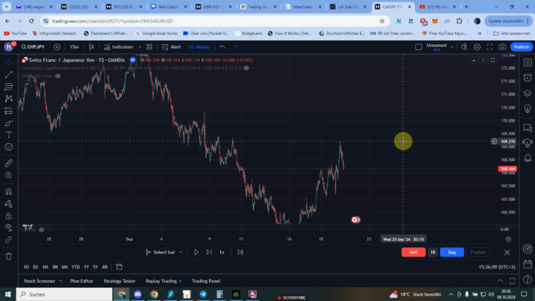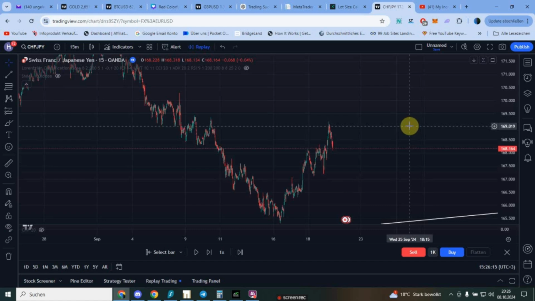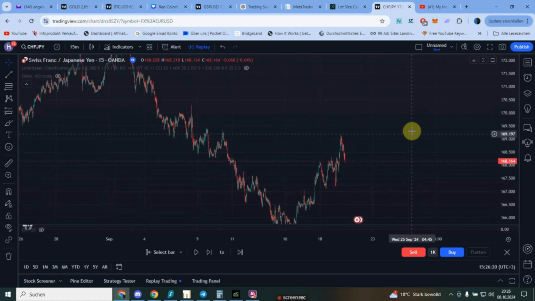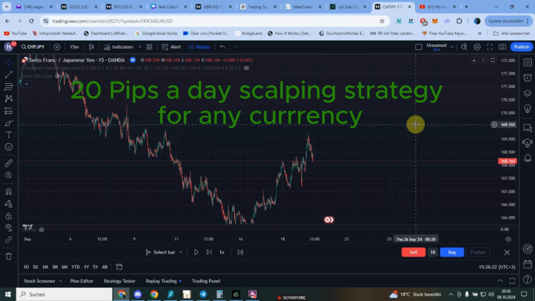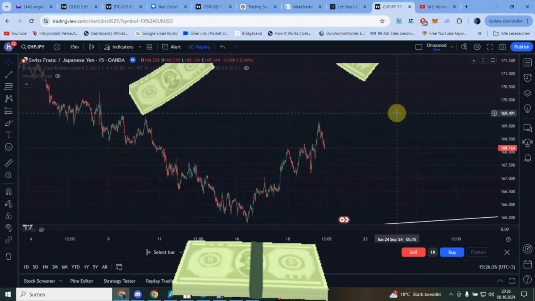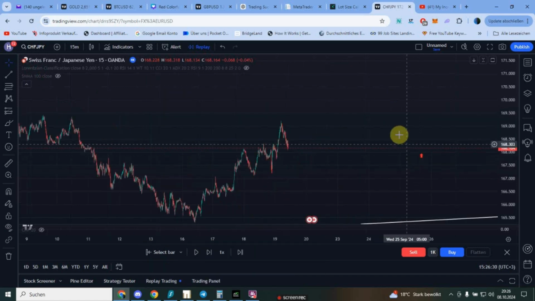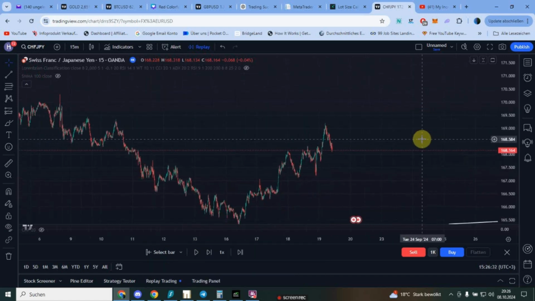I will not flex my trades that I post, that big win, that big loss, etc. Today we're going to discuss an easy and simple scalping strategy where you can make thousands of dollars per trade, depending on how much you have. You can make a lot of money with this trading strategy.